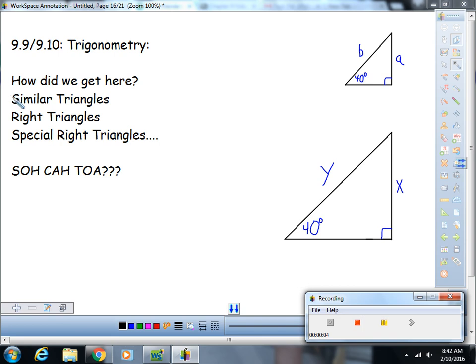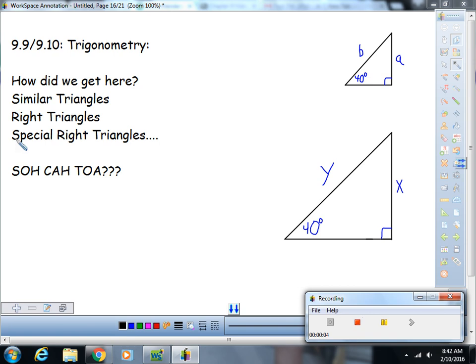Last chapter, we spent it all on similar shapes. Pretty much all of it on similar triangles. Do you remember that? And then now we've gotten into right triangles. Specifically, we've learned some special right triangles. And then the next thing is SOH CAH TOA. All of these things are related, and if you can think about the math history of it, you'll have a much better chance to understand what the heck you're doing when you pop these things in your calculator. Okay? We will not be using trig tables, as I said to you. We're going to use our calculator.